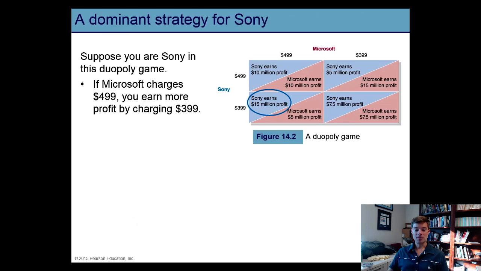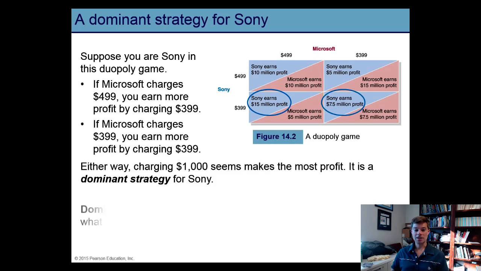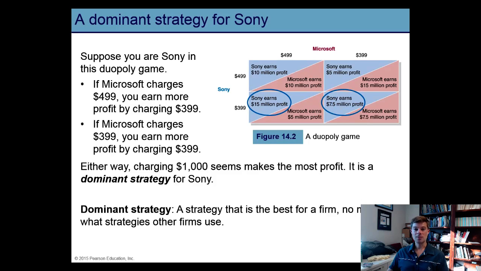We want to examine whether Sony has a dominant strategy. A dominant strategy is a strategy that works best regardless of what the other player or firm is doing. In this example, let's assume for a moment that Microsoft picks the first column, that is, a price of $499. Sony would compare profits of $10 million to profits of $15 million, and it would see that profits of $15 million are larger. So Sony would want to pick a price of $399 if Microsoft picks the first column.